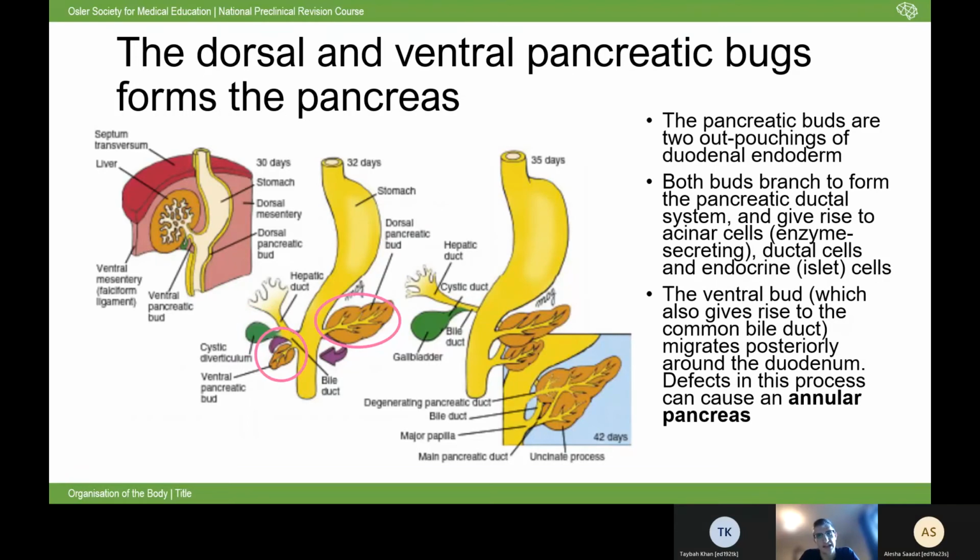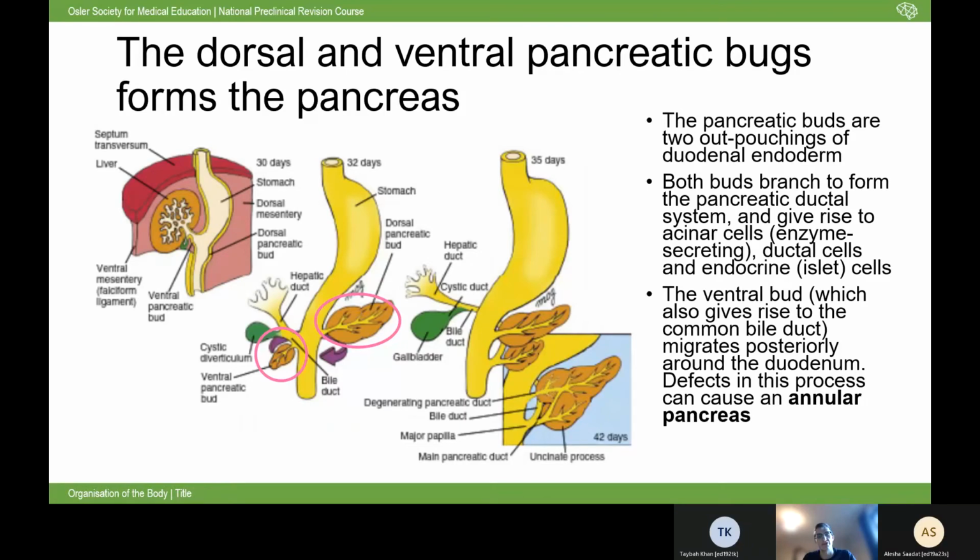Finally, the pancreas develops from two buds, the dorsal and the ventral pancreatic buds. That's a good typo. Buds, yeah. These are outpouchings of the duodenum again.